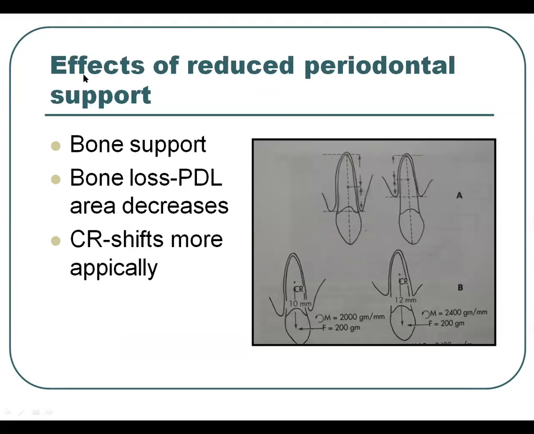Next, effects of reduced periodontal ligament support. What happens when alveolar bone resorption takes place? As I have said already, the center of resistance shifts more towards the apex. For that, the force applied should be less, and the bracket positioning is more towards the apex, not at the incisal edges. So this has to be considered before placing brackets. We have to see whether there is bone resorption, whether there is a change in the crown root ratio, before placing the brackets.